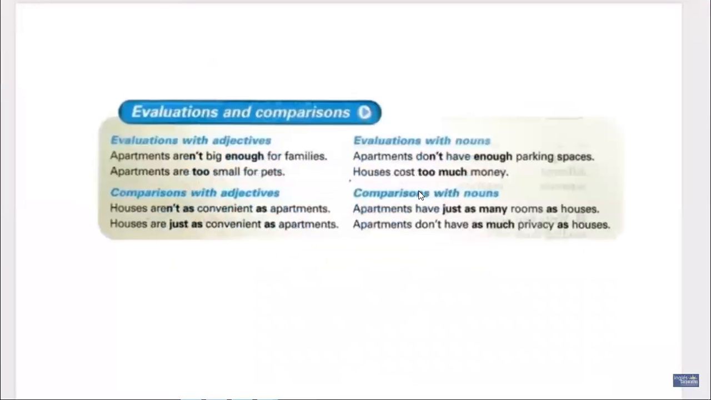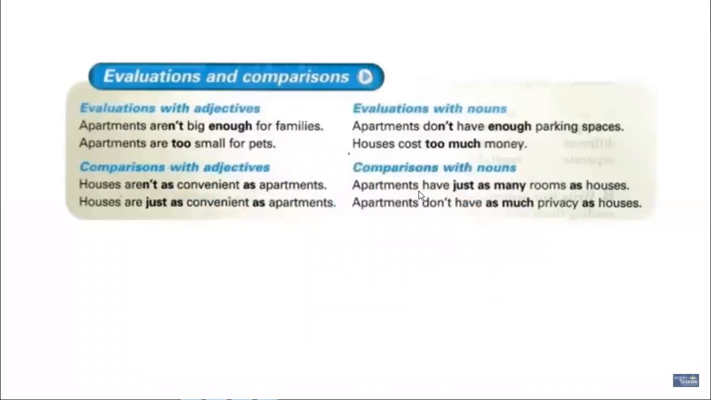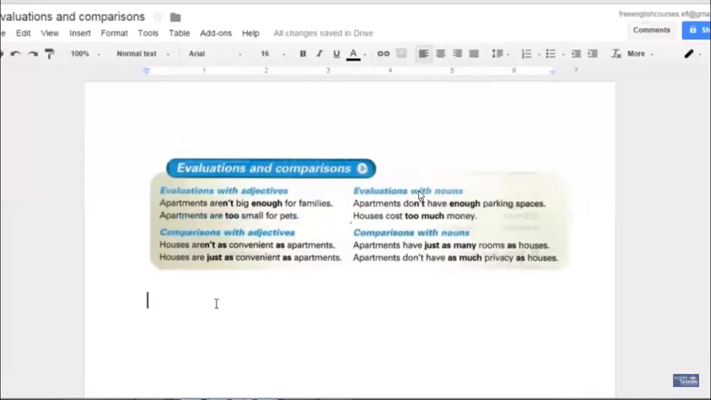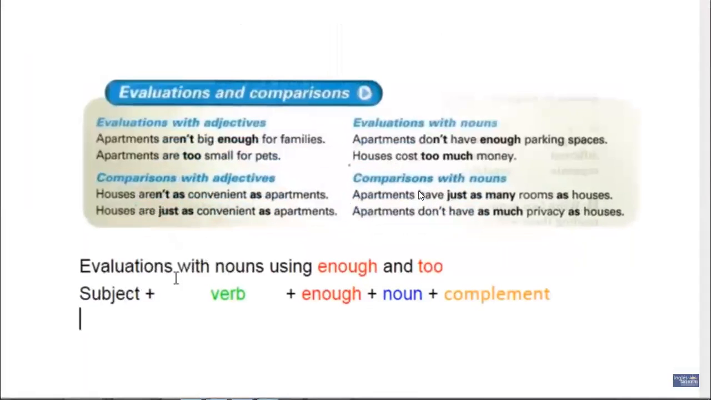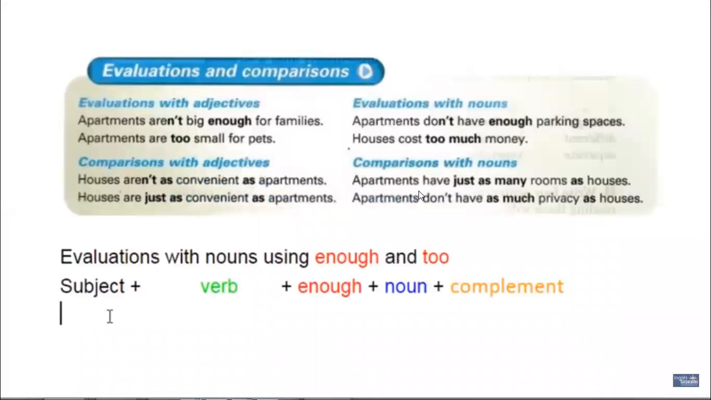The next thing that I would like to do now is to show you how to make evaluations. But now we're going to talk about making evaluations using nouns. And a couple of things will change. And so let me present the formula at this time, and I'm going to show you what kind of things will change. Well, first of all, similar to making evaluations with adjectives, we're going to have a subject. So in this case, we're going to say apartments. Okay, that's going to follow a verb. In this case, it's no longer the verb to be. So that's the first thing that changes.